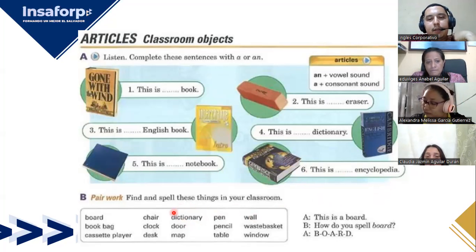Okay, guys. Here we have some words, and here we have some examples with which we can work. We are going to use it in the same way. This is a board. How do you spell board? B O A R D. Okay. I don't know if you understand how we are going to work with those words in order to do that exercise.